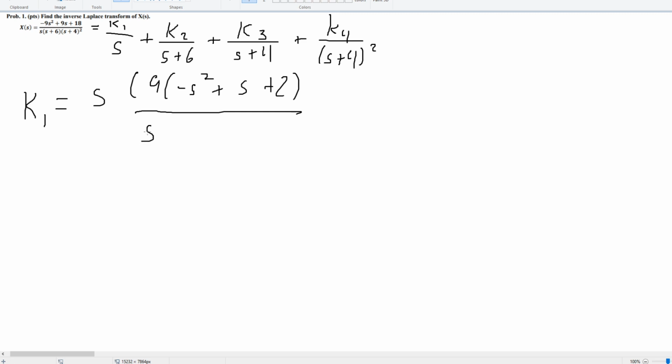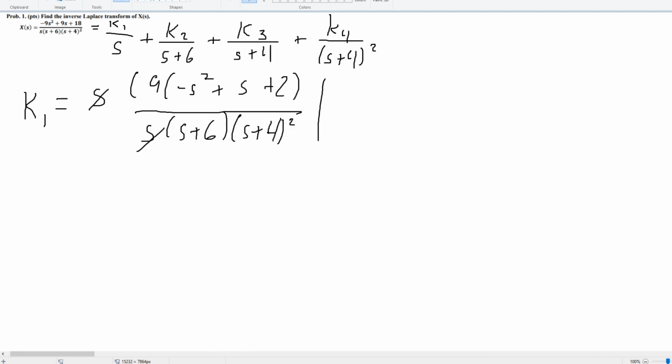And this is s plus 6, and (s plus 4) squared. And so we're going to take out this s, right? So it's only going to be s plus 6 and (s plus 4) squared. And for the next ones, I'm just going to not include that. So for the next one, when I multiply it by s plus 6, I'm just not going to include the s plus 6. Let me just make sure that I'm recording.